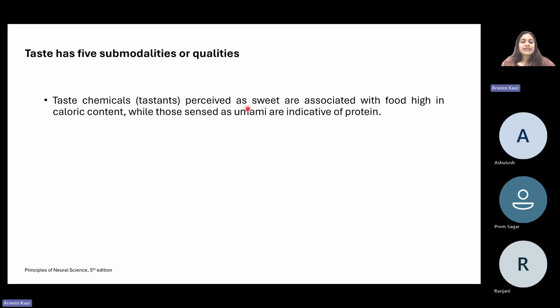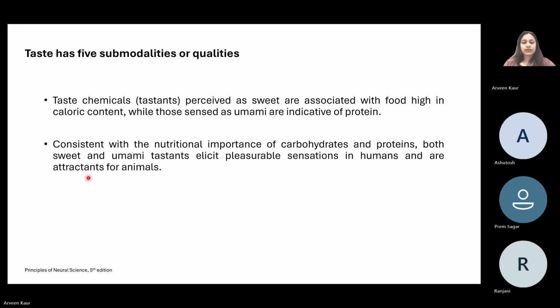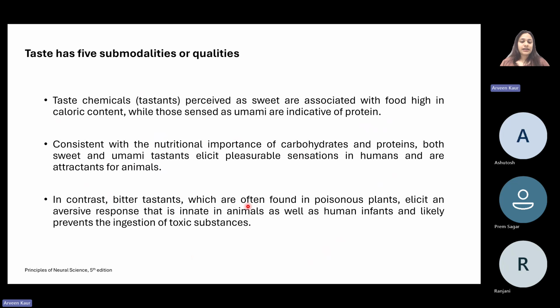The taste chemicals or tastants perceived as sweet are associated with food high in caloric content, while those sensed as umami are indicative of protein. Consistent with the nutritional importance of carbohydrates and proteins, both sweet and umami tastes elicit pleasurable sensations in humans and are attractants for animals, right? In contrast, bitter tastings, which are often found in poisonous plants, elicit an aversive response that is innate in animals as well as human infants and likely prevents the ingestion of toxic substances, right?